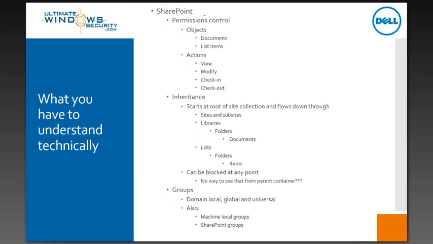How does inheritance work in SharePoint? Well, your top-level object is the farm in SharePoint, but permissions don't start at that level. The next level down in a farm are site collections, and that's where your permissions begin, at the root of the site collection. And then those permissions flow down automatically via inheritance to sites and subsites, and then within sites you have libraries and lists. Within libraries and lists you have folders, and then finally you get down to the leaf objects, which in libraries are documents and in lists are items, just a record.